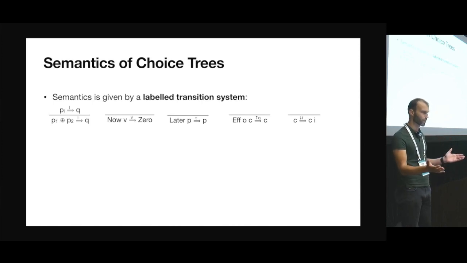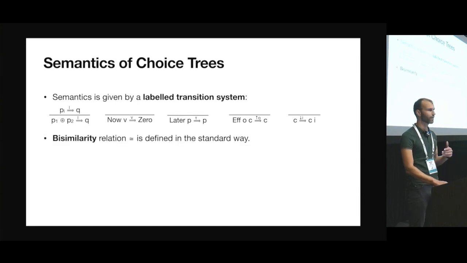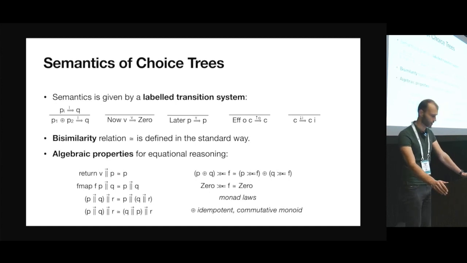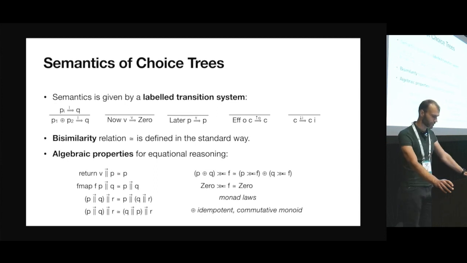We can give semantics by simply giving a label transition system for these. It's fairly straightforward. These are all the rules that we need for that. And once we have that, we can define our bisimilarity relation in the standard way that most of you will know. But the upshot of this is that this bisimilarity relation has very nice algebraic properties, right? So exactly the ones that we need for our compiler calculation. We have monad laws. We have that the non-deterministic choice forms an idempotent commutative monoid. We have nice algebraic properties for parallel composition. So this works very nicely. So this is all set for our purposes.